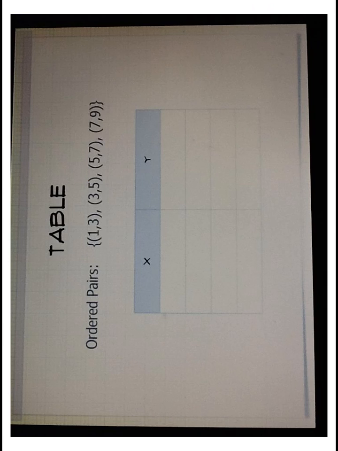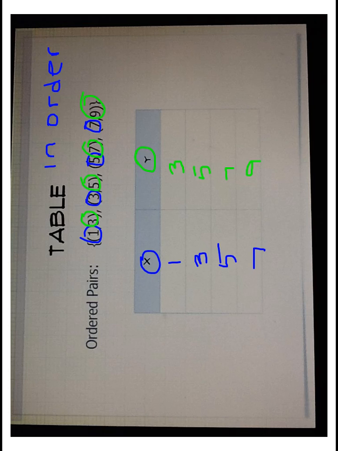Another way to represent a relation or a function is through a table. What you see here is a table below. You have all your x values and you have all your y values. Now, we know from previous math that we need to put them in order through our table, correct? They need to correspond. So all my x's are going to be blue, and all my y's are going to be green. We're going to plug them in. We've got 3, 5, 7, 9. We've got 1, 3, 5, and 7.